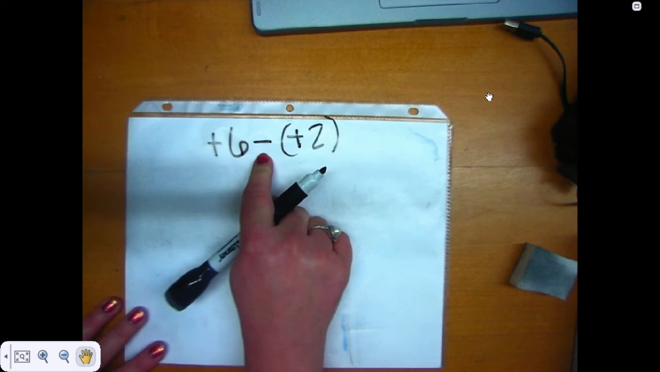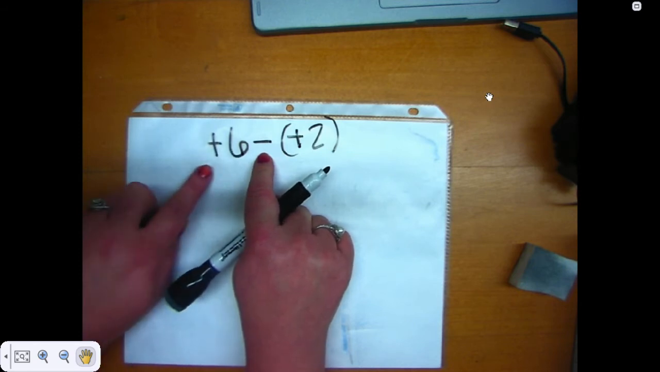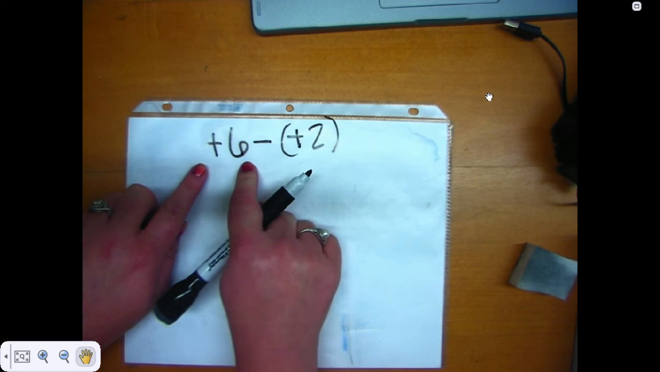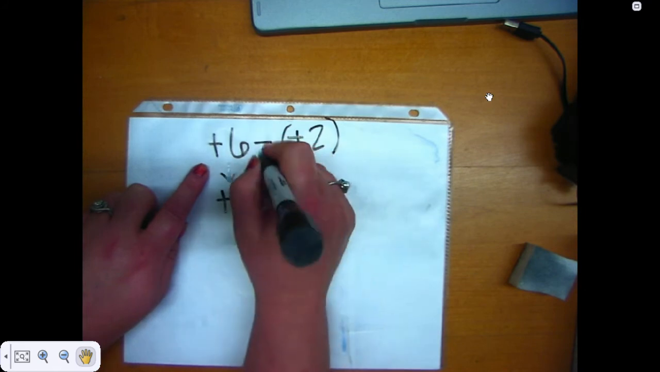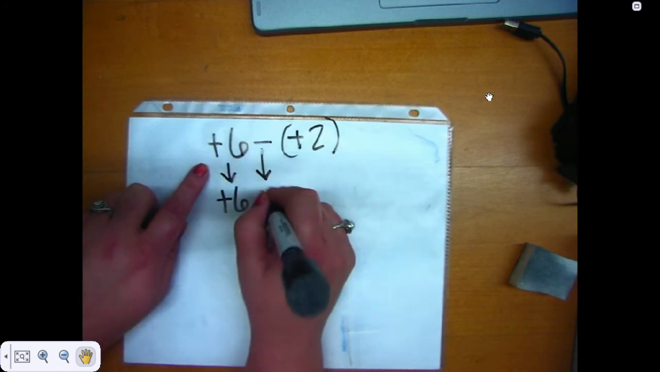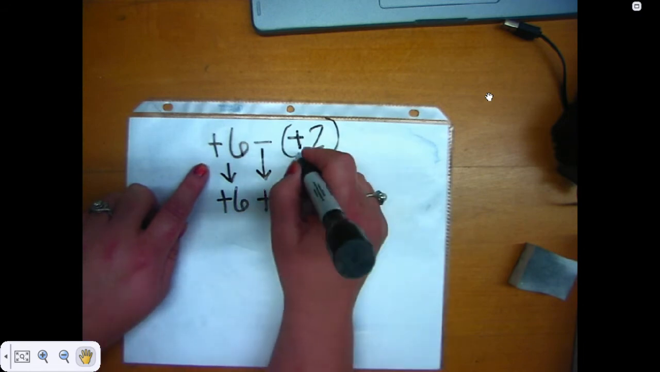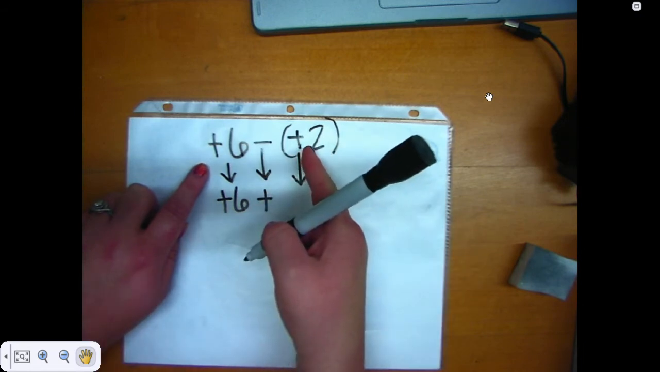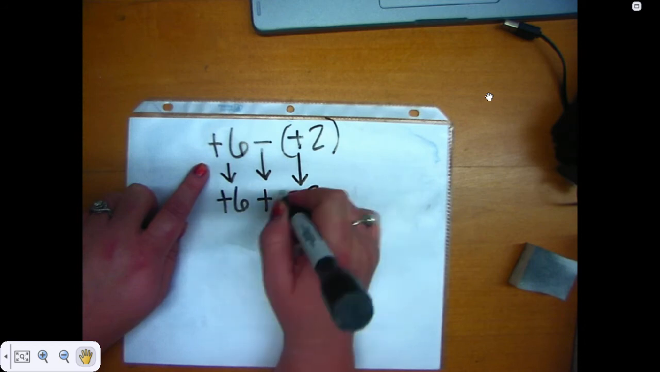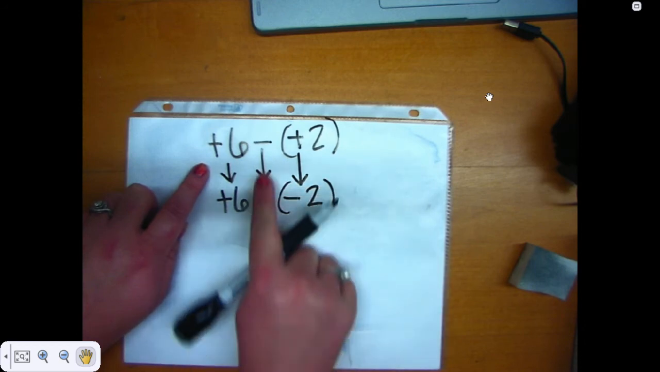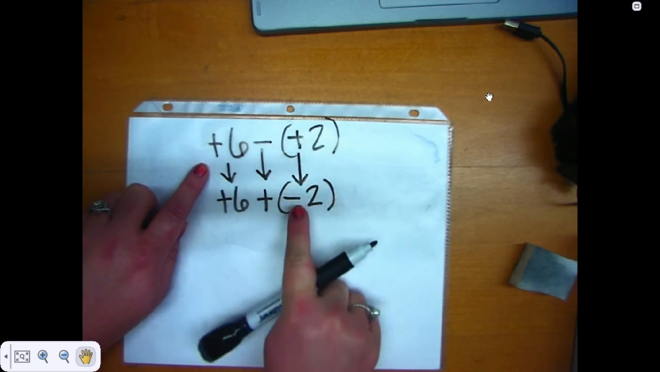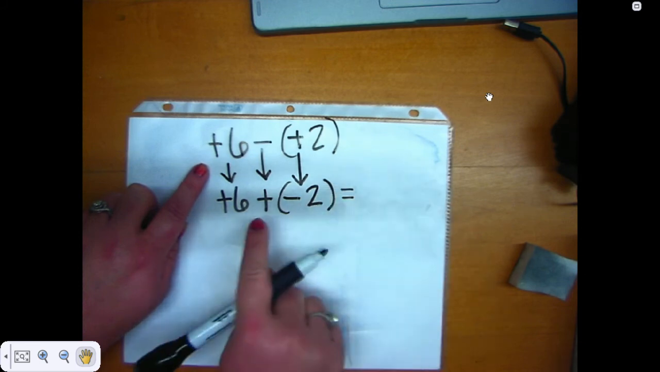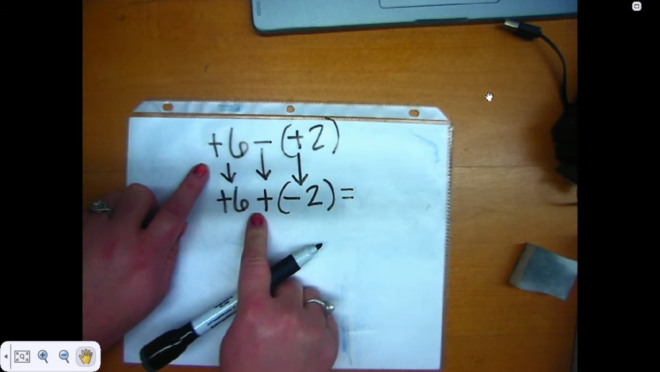So in order to make it an addition problem so I can use my rules, I need to change some things. Number 1, I am not changing the first number at all. I'm just going to bring it straight down. I am going to change my subtraction sign to a plus sign. And I'm going to change the sign of my 2 to a negative. It's always changed to the opposite. So you see, I changed this subtraction sign to a plus sign, and I changed this positive sign to a negative sign. Now it is an addition question, and I can use my rules.